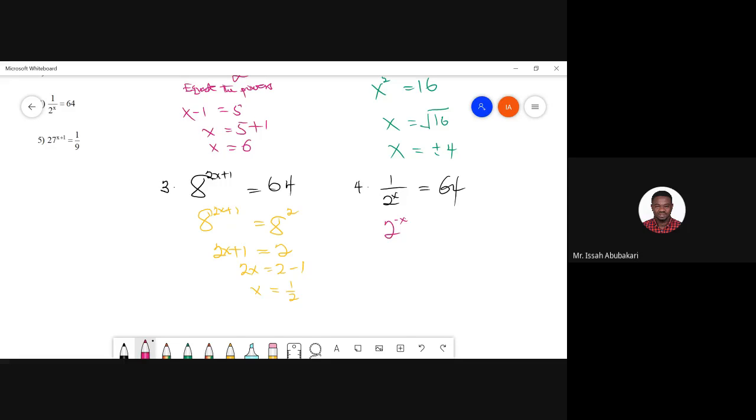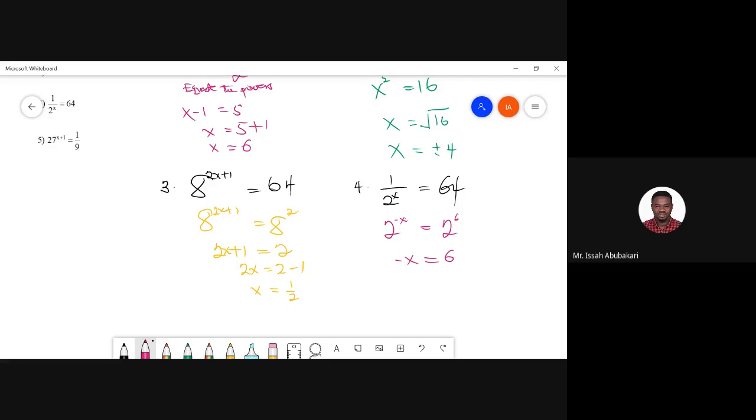2 exponent minus x should be equal to, the base is 2, so 2 to what exponent will give us 64? If you know it, you realize that 2 to exponent 6 will give us 64, right? Because the bases are the same, we just equate our exponent. So minus x is equal to 6.